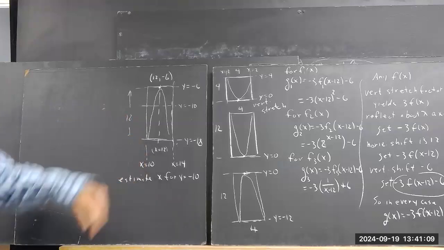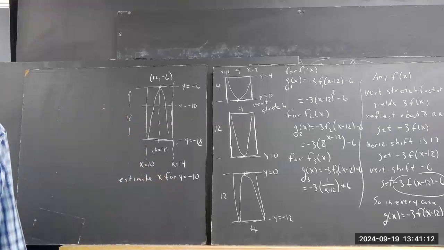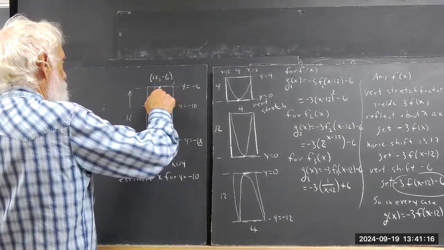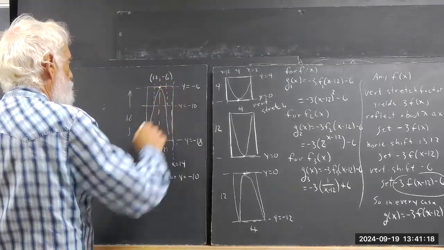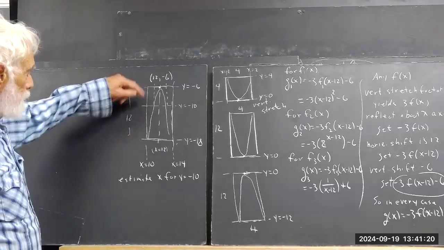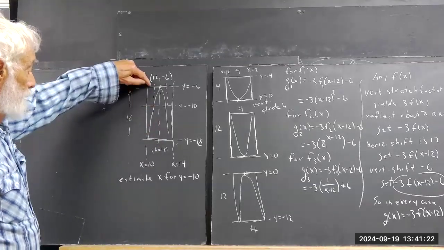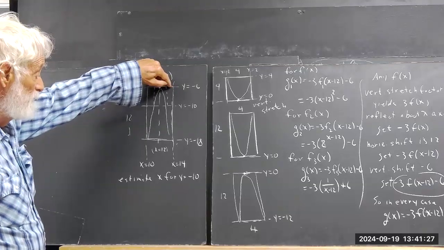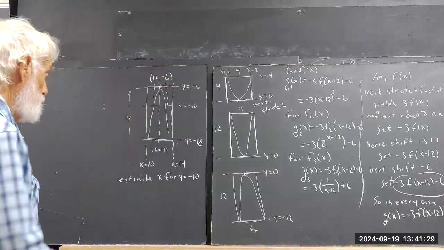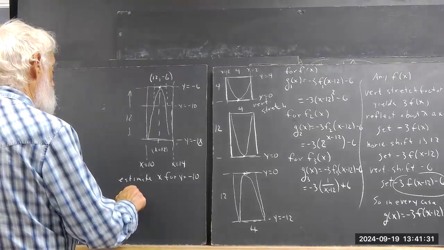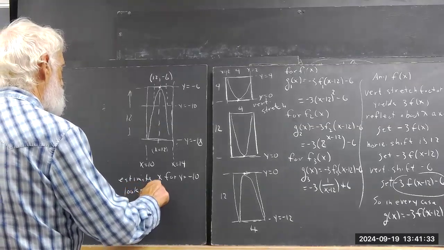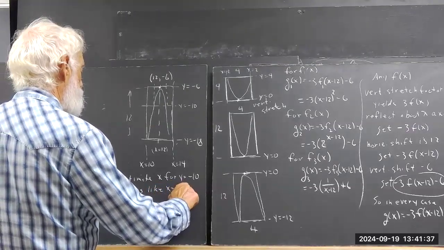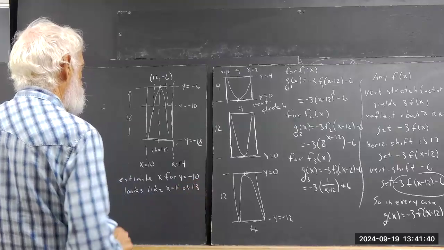Just kidding. Okay. Estimate x for y equals -10, right? Well, we got two estimates. This line and this line. This line is between 10 and 12. It looks like about 11. And this one looks like about 13. Okay.